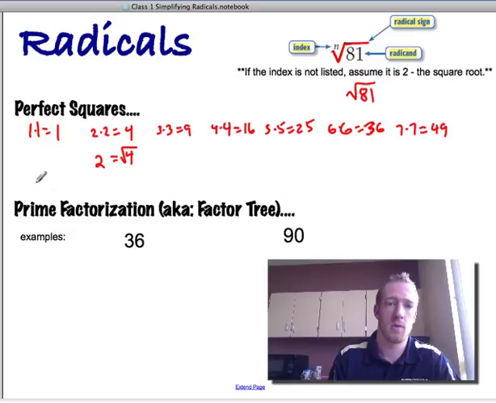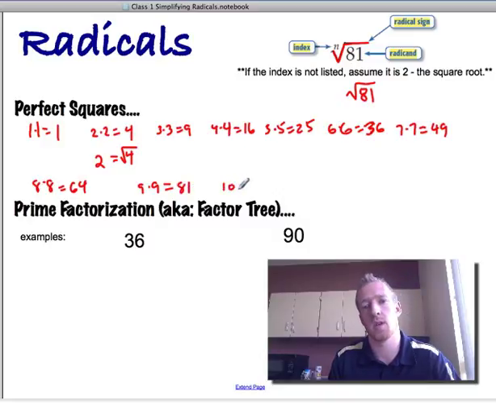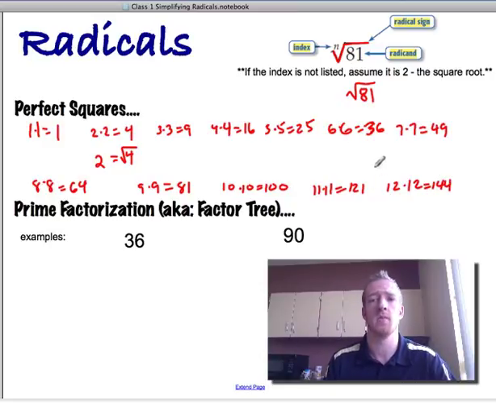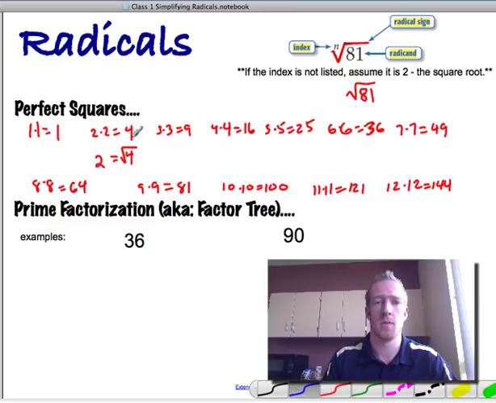And go right up through. 8 times 8 is 64. 9 times 9 is 81. 10 times 10 is 100. And 11 times 11 is 121. 12 times 12 is 144. You can go higher. These ones you should have memorized at least. Okay, so these should be familiar numbers.